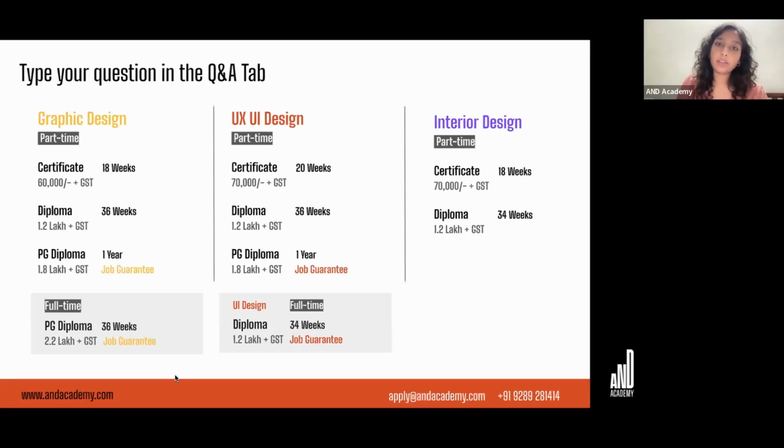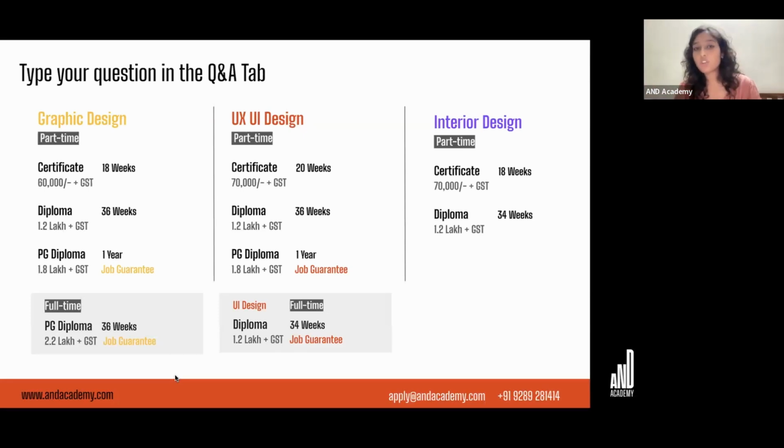Soumya is asking, when does the certificate course start for graphic design? So Soumya, our next batch will start in the last week of November, if I'm not wrong. But we do this software bootcamp sort of a thing every 2 weeks. So you enroll in that, make yourself familiar with Photoshop, Illustrator, Figma, etcetera. You also get to have a taste of what teaching at AND looks like.